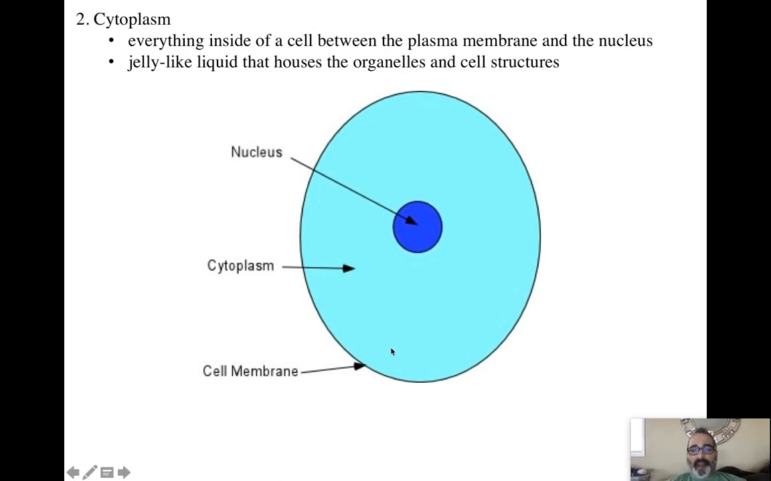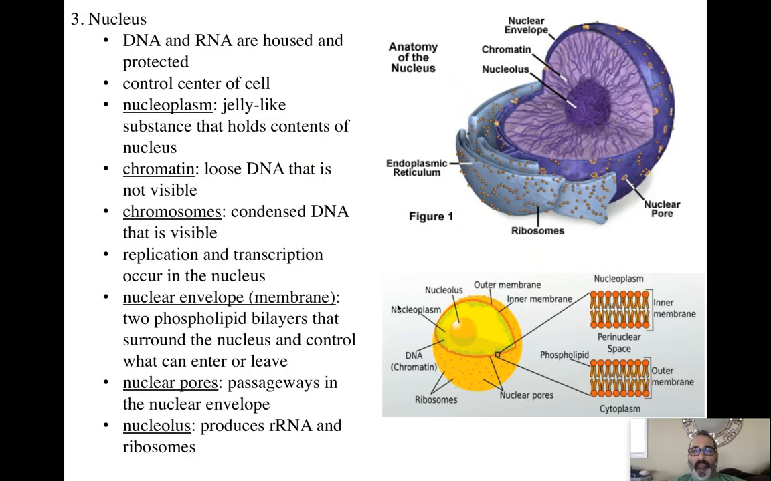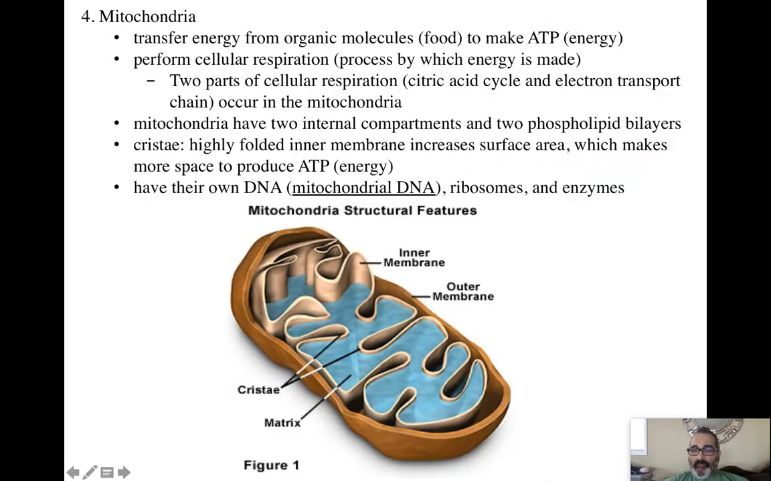Cytoplasm. This is everything inside of the membrane and outside of the nucleus. It does not include the organelles. It's that jelly-like, liquidy space inside of the cell that organelles are generally floating around in for the most part. All right, we're going to stop there.